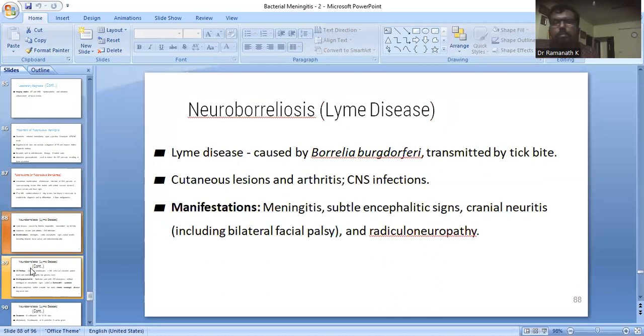The second most common bacterial cause of chronic meningitis is neuroborreliosis. It is also called Lyme disease. It is mainly produced by Borrelia burgdorferi, transmitted by tick bite. So cutaneous lesions and arthritis may lead to the CNS infections. Manifestations include meningitis, subtle encephalitic signs, cranial neuritis, bilateral facial palsy, and radiculoneuropathy can also be seen.